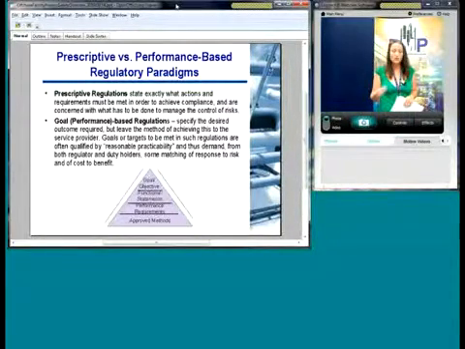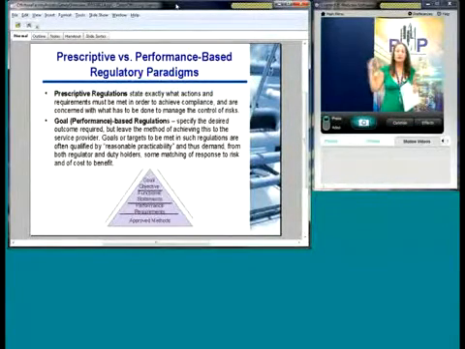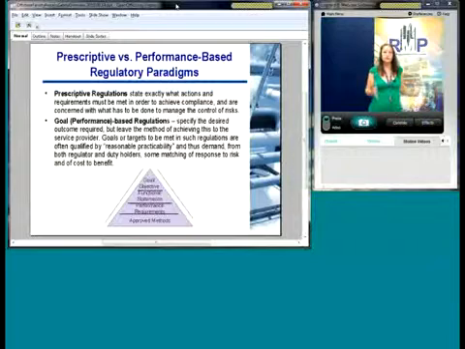So now we go into goal-based or performance-based regulations, where you know what the desired outcome is. You as an organization use the best tools available to achieve that level of safety. And the pyramid there gives you an idea how that works up and down.